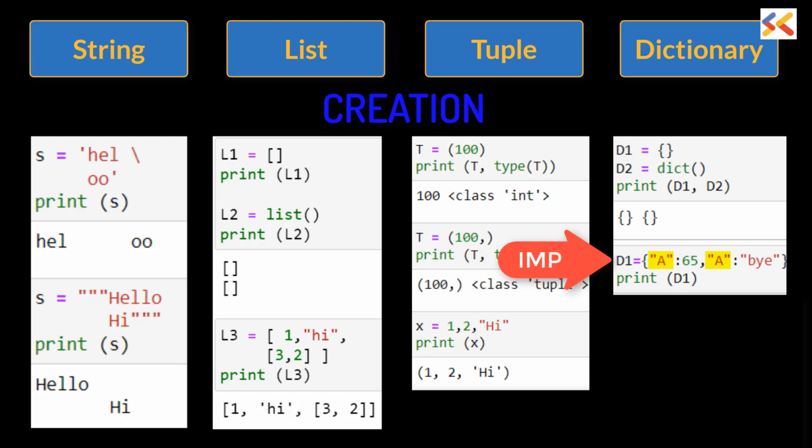So what happens if you give duplicate keys while creation? Will it give an error? No, it will just remove the duplicate value and keep the last value you have given in.